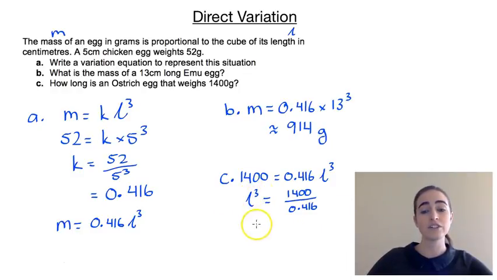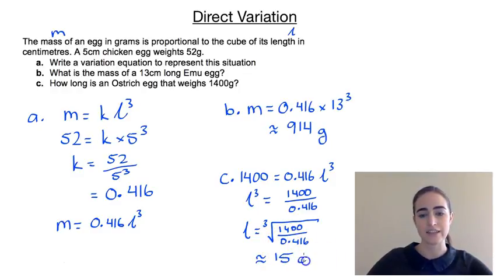Then to figure out L on its own, to get rid of that cubed, we're going to have to take the cube root. We're going to have L is equal to the cube root of that whole fraction, 1,400 over 0.416. And if you put that in your calculator and round to the nearest whole number, we'll end up with 15 centimetres. So a 1,400 gram ostrich egg is 15 centimetres long. So those are a few examples of direct variation.